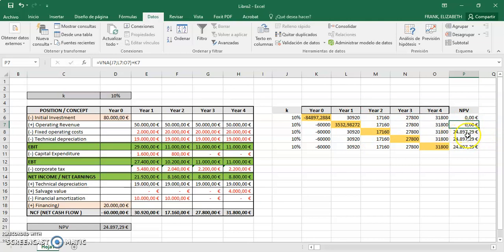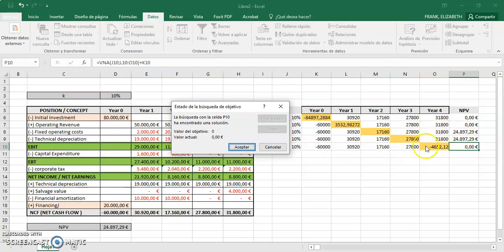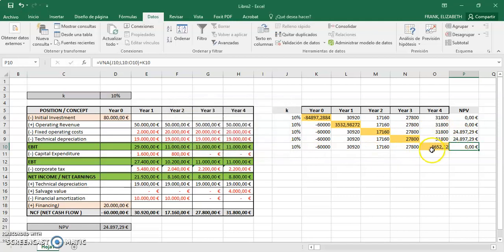Okay, and we could go on. Let's maybe just do the last one. Here, análisis de hipótesis, buscar objetivo, again, initial investment, and we are now interested in the sensitivity of the fourth year cash flow, and we see we would be willing to accept a negative cash flow as long as it's not below minus 4,652. Okay, so this is the minimum cash flow we could accept for year 4 to make sure that the net present value of our investment opportunity is positive.